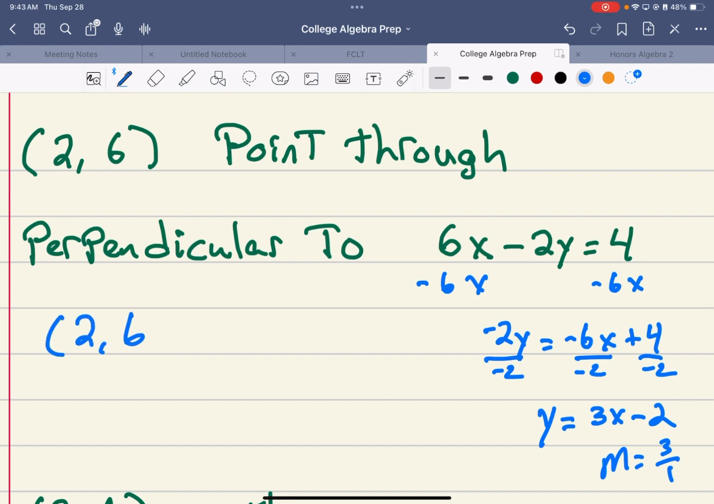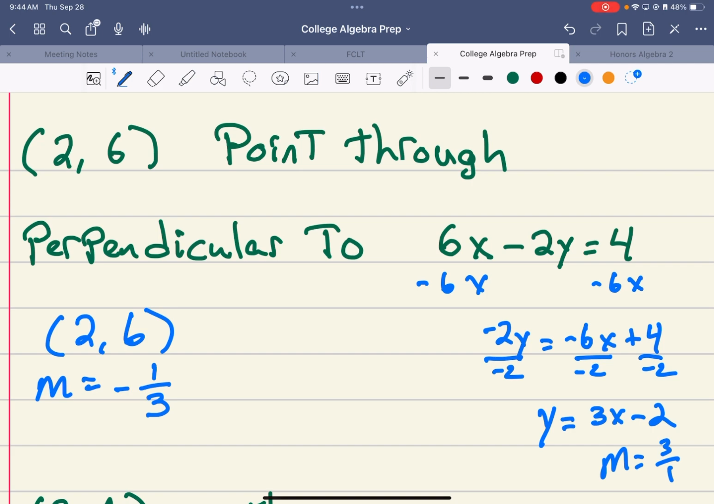I've got a through point of 2, 6. What's my perpendicular slope going to be for my new line? What's the negative reciprocal of 3 over 1? If I flip 3 over 1, I get 1 over 3, right? But it has to be the opposite. So my slope for this is going to be negative 1/3. Ooh, that's going to get ugly.